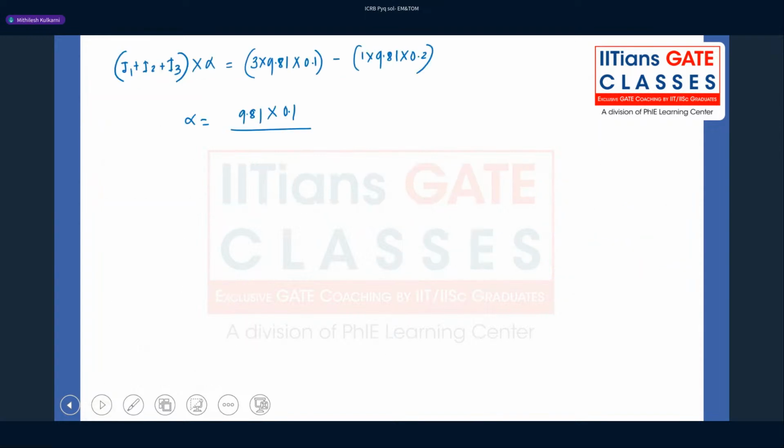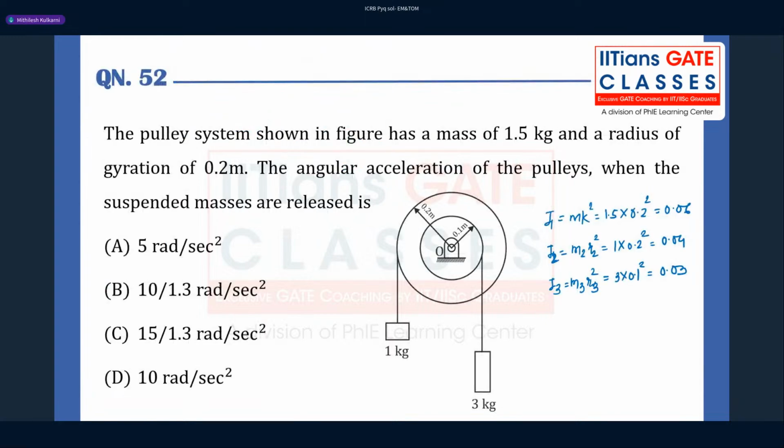the total, which will be 0.13. So the answer is like 10 divided by... So they are assuming it as 10 rather than 9.81. Let's consider it as 10. So 10 divided by 0.13. 10 divided by 1.3, because this you can cancel, and 10 divided by 1.3 you can write. So the correct option in this case is option B.